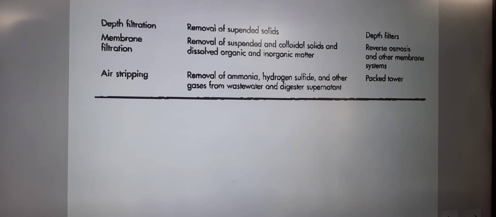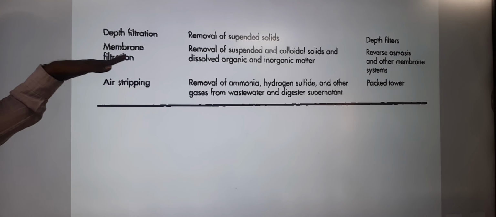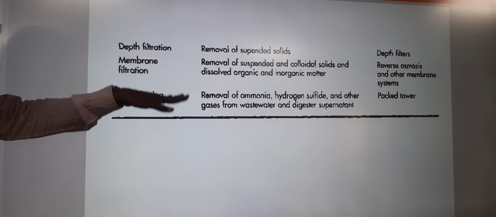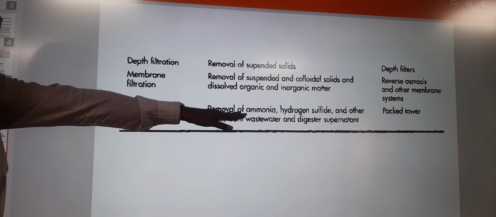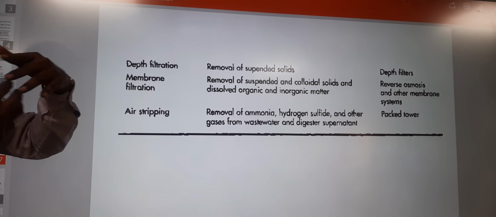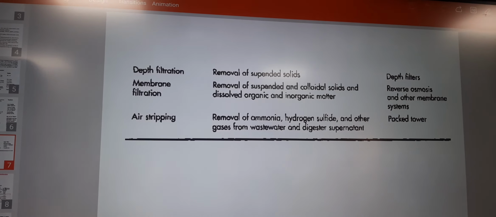Then apart from that, we have something called depth filtration. These are the advanced treatment techniques: depth filtration, membrane filtration, then air stripping. Air stripping is used to remove the dissolved gases mainly, like removal of ammonia, hydrogen sulfide. All these gaseous constituents can be removed by means of the air stripping operation.